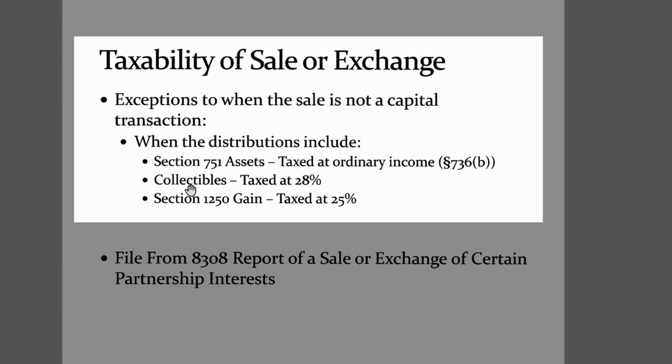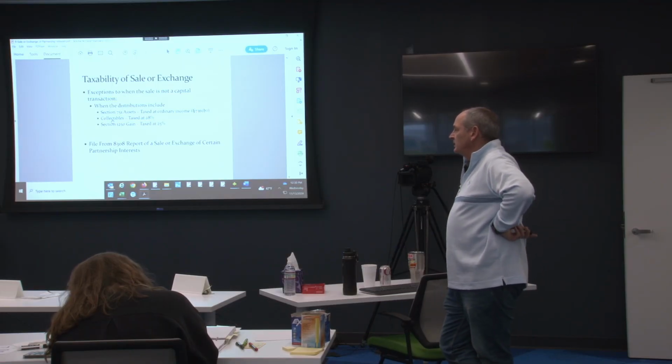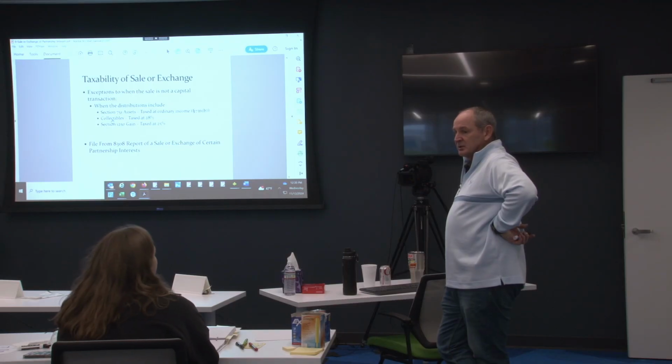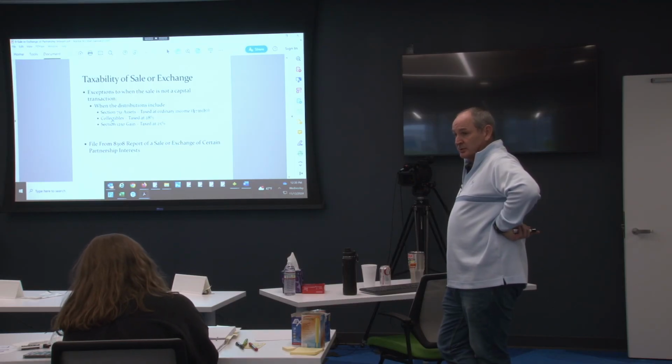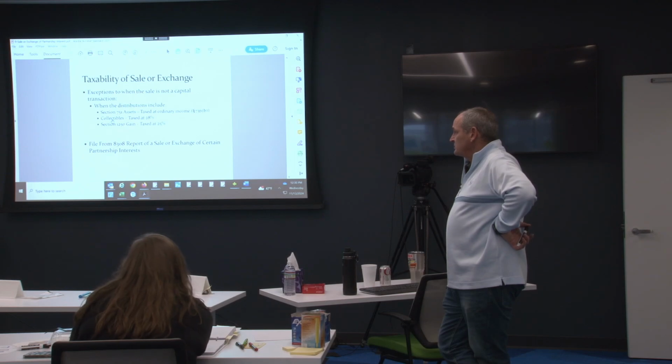When the distributions include. I wonder why it says distributions include, Kenny. Except for when the sale is not a capital transaction. In my mind, either it's a redemption, which is a surrendering of the units back to the partnership, or it's a cross purchase. Either one is going to be a sale or exchange of a unit. And the words on here, when the distributions include, I assume that means that's a redemption. I'm just curious about the words.